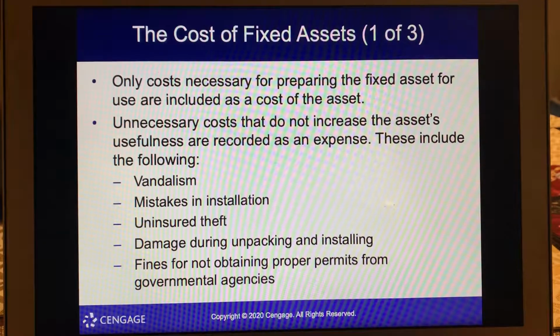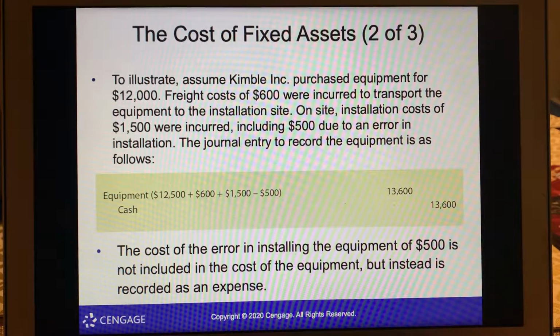Only costs necessary for preparing the fixed asset for use are included as a cost of the asset. Unnecessary costs that do not increase the asset's usefulness are recorded as an expense. These include the following: vandalism, mistaken installation, uninsured theft, damage during unpacking and installing, and fines for not obtaining proper permits from governmental agencies.